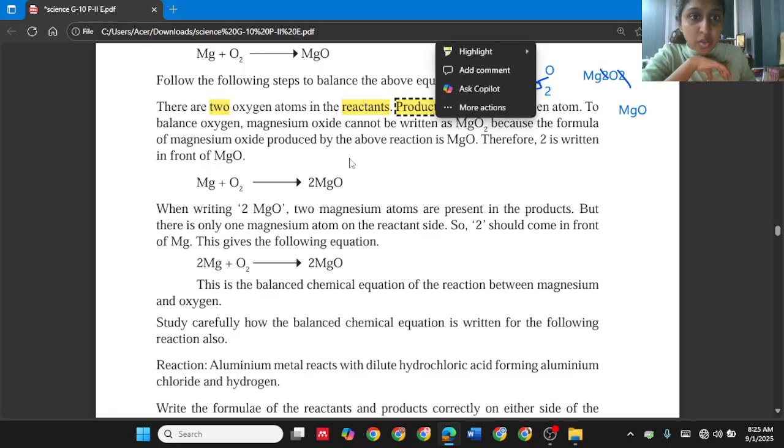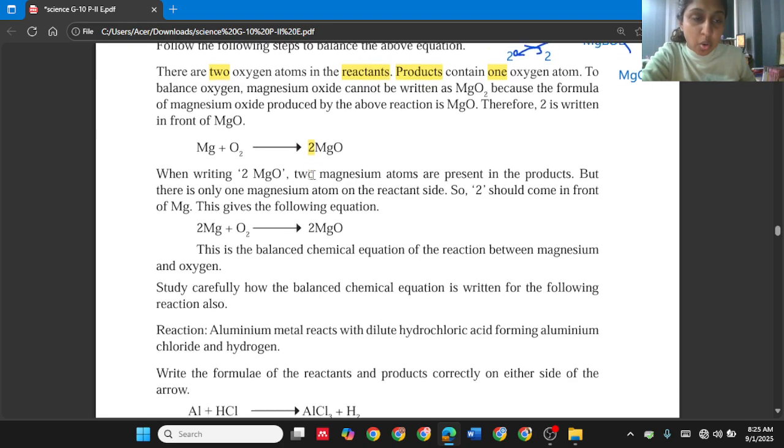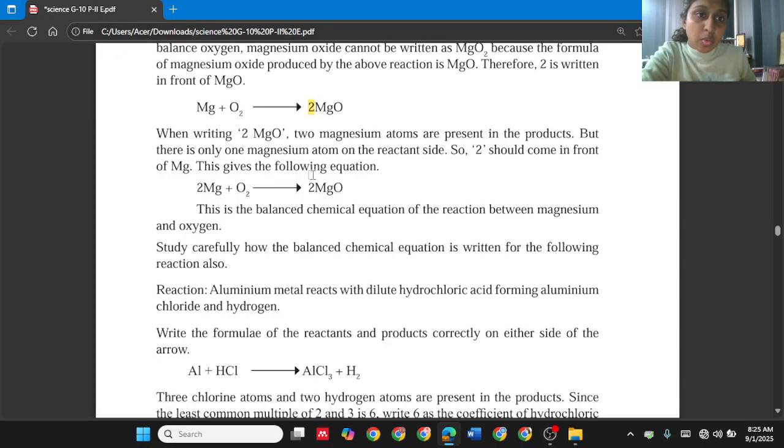Then to balance oxygen, magnesium oxide cannot be written as MgO2 because the formula of magnesium oxide produced by the above reaction is MgO. Therefore, 2 is written in front of MgO. See, we have to write this 2 in front of MgO. We can't put 2 on the oxygen, so we have to put it here.